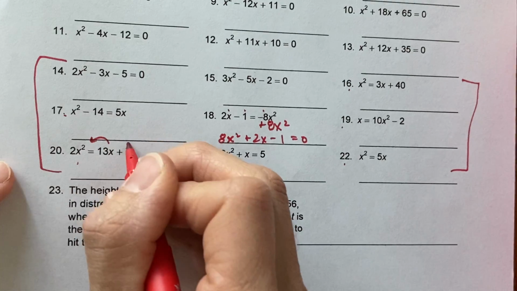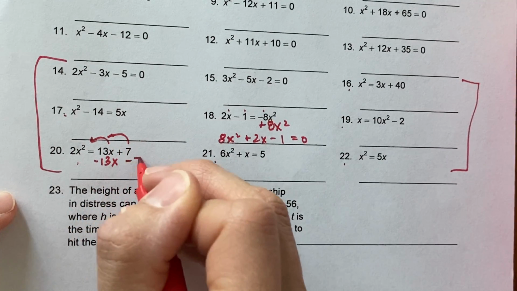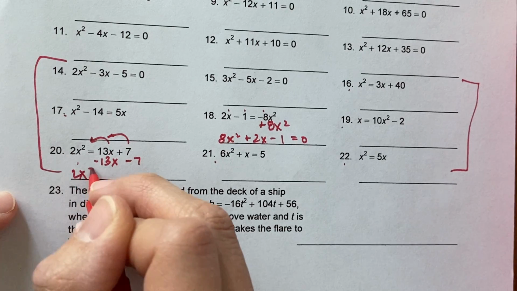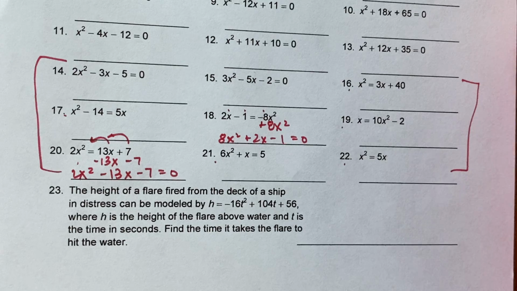So I would say move both of those. So you're going to subtract 13x and subtract 7. So you have 2x squared minus 13x minus 7 equals 0. That's just my suggestion for you. It'll just make it easier on you if your x squared term is positive.